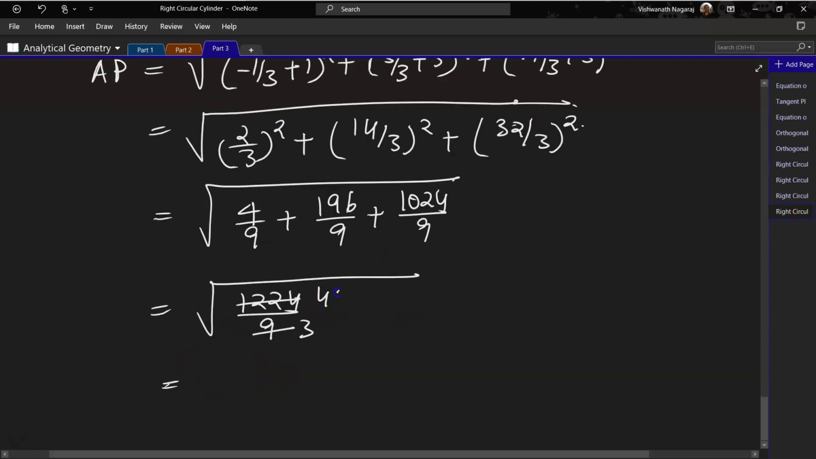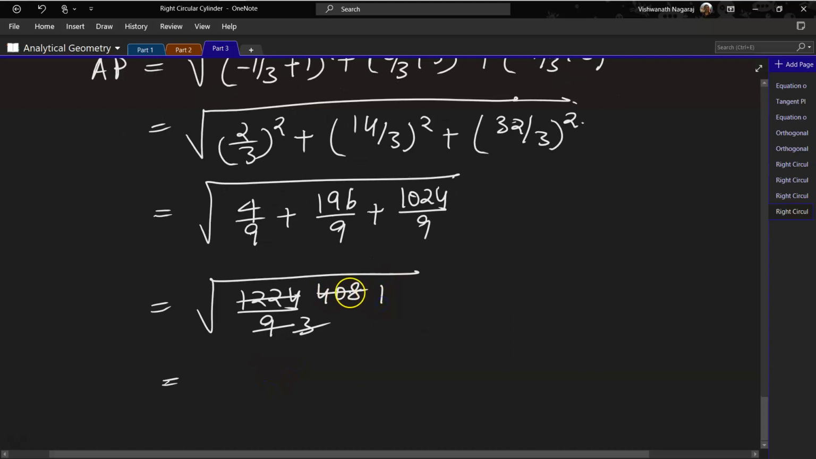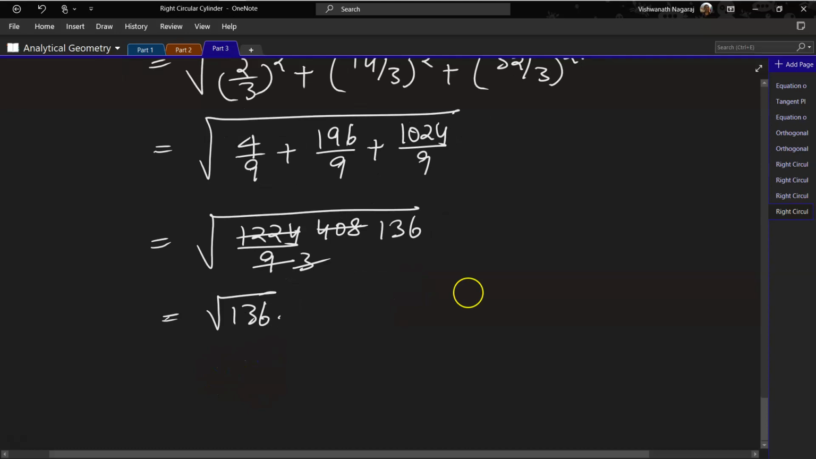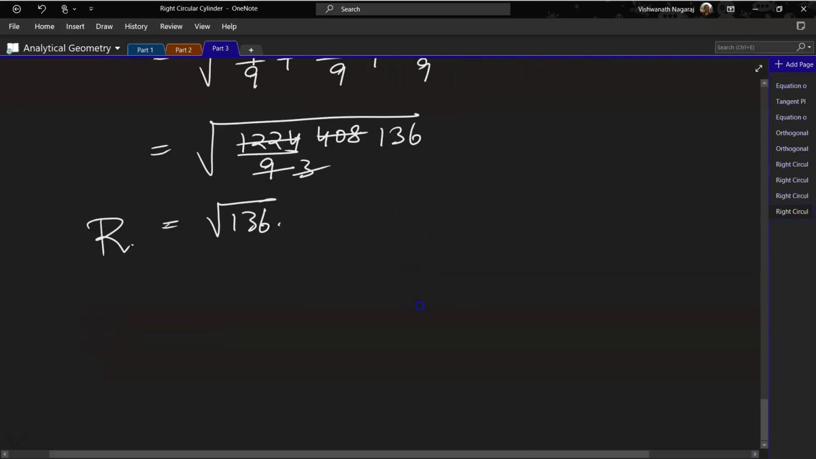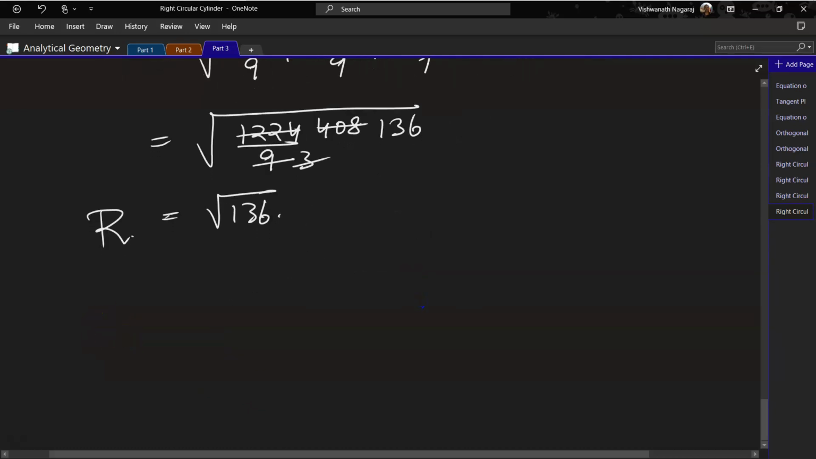3 threes, 3 fours, 3 eights, 3 ones, 3 threes, 3 six eight. So square root of 136. So we have got the radius. Okay. So now we have the direction ratios, we have the radius.